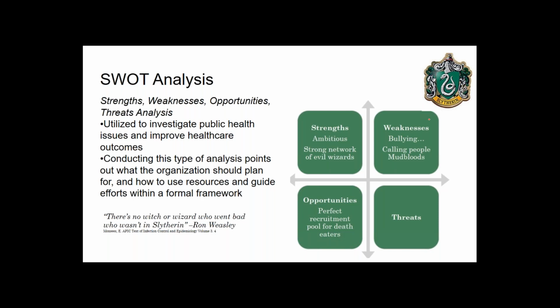Now, a weakness is what could improve? What could we make better? What should the organization or program avoid? So some of the weaknesses would be that these people can be a little bit mean. They're bullies. They need to be a little bit more kind. And I'm really breaking it down to just basics because there could be so many different quality issues that we could plug into this, but then it wouldn't be as fun.